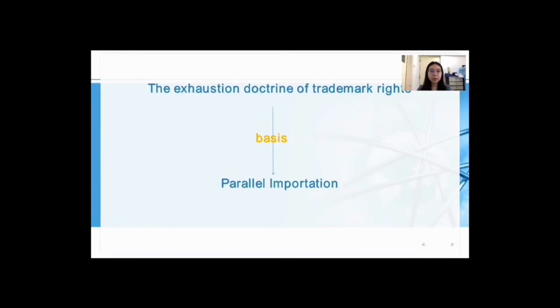As we all know, for all countries, IP rights are exhausted when goods or services are first sold within the national territory, but countries need not limit their exhaustion policies to the national territory. They can also allow exhaustion outside the national territory. So, in this situation, the exhaustion doctrine of trademark rights provides the legal basis for parallel importation.